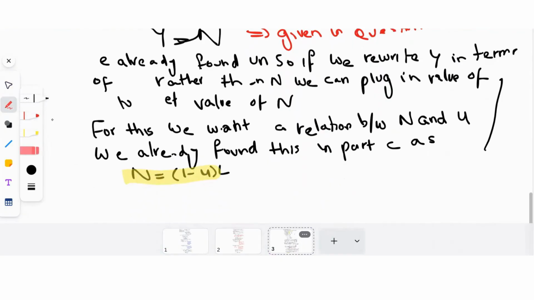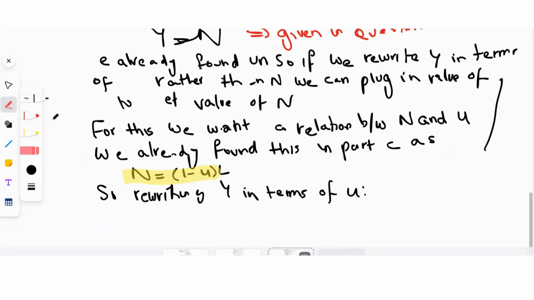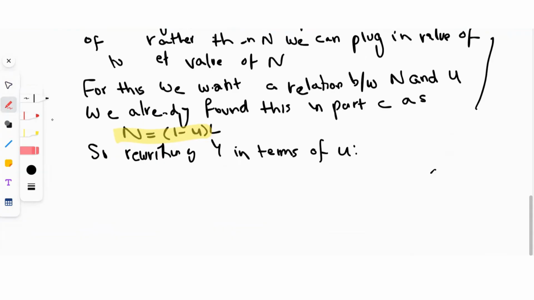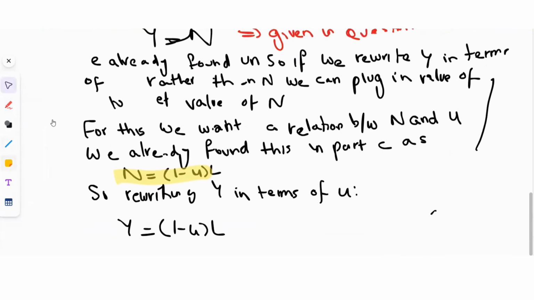So if I use this, rewriting y: the production function will obviously be given in terms of the level of employment, but using the relationship between N and u, I can write it in terms of small u. So y is (1 minus u) L, because what we've done is we have just replaced this N with this over here, right? So we've just done that.